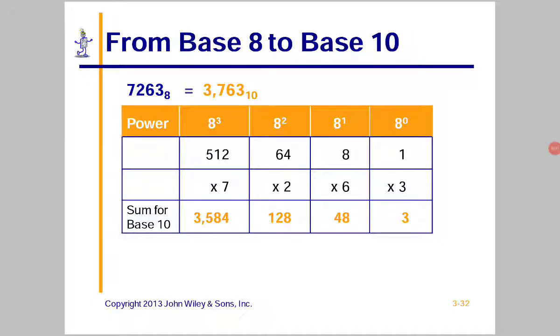So how to convert from base 8 to base 10? That is, how to convert from octal number system, that is base 8, to decimal number system, that is base 10. So the example is convert octal 7263 to the equivalent decimal number system.